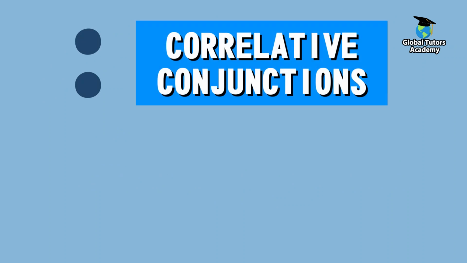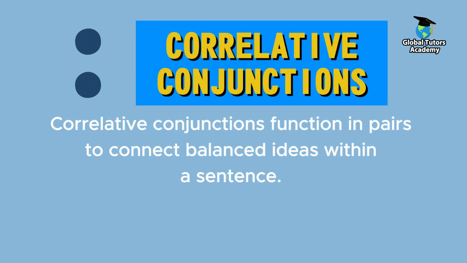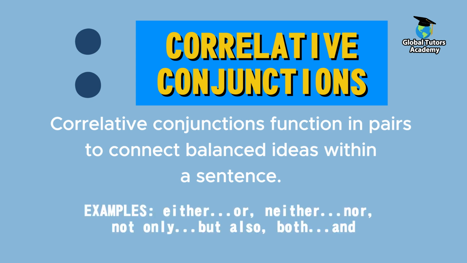Number 3, correlative conjunctions. Correlative conjunctions function in pairs to connect balanced ideas within a sentence. Examples include: either/or, neither/nor, not only/but also, both/and.